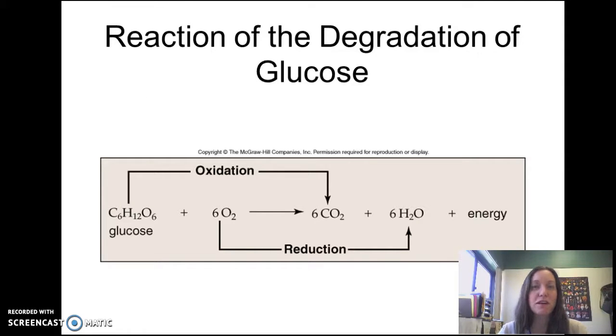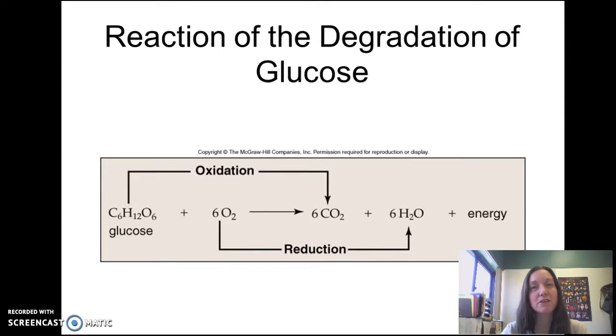This picture shows the process in a chemical formula, starting with glucose, C6H12O6. We have 6 carbons bonded to 12 hydrogens and 6 oxygens. And that combines with oxygen, specifically 6 molecules of O2. So oxygen likes to come combined as pairs, oxygen, oxygen, O2. That's the type of oxygen that is in our atmosphere most often.